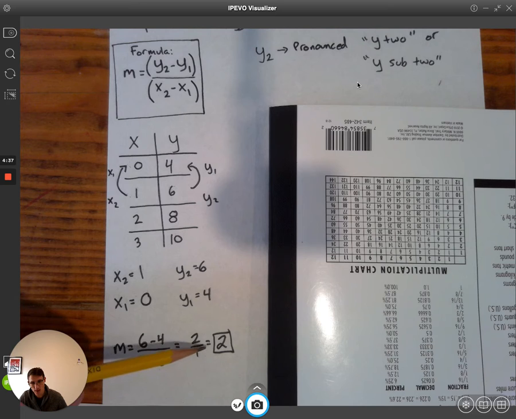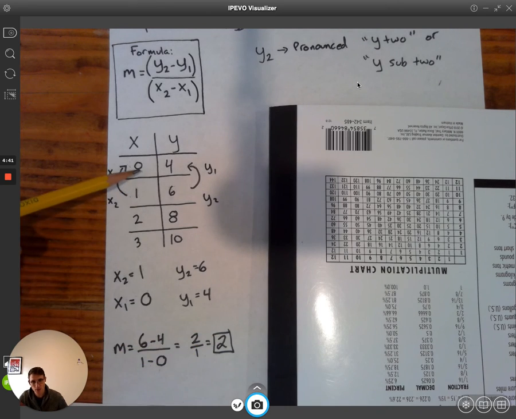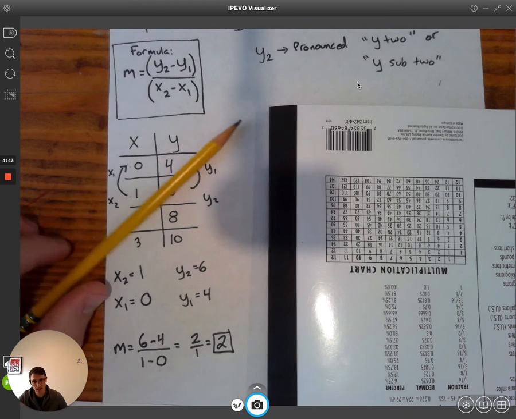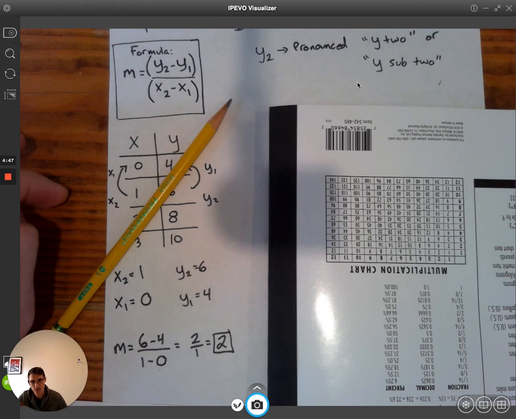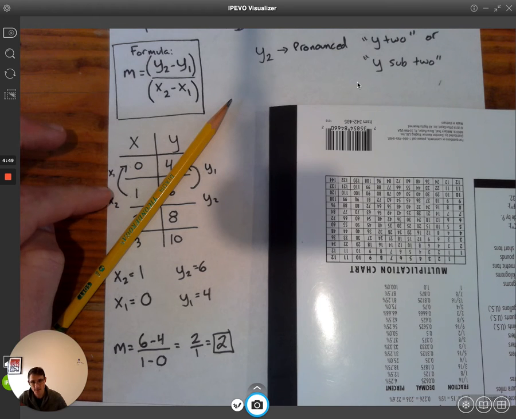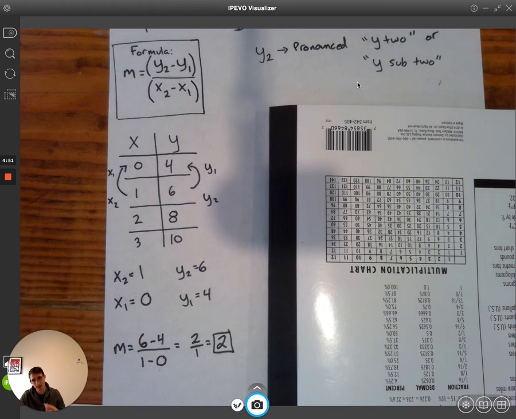2 over 1 equals positive 2. So if I were to plot these points and graph that line, the slope of that line would be 2. Rise 2, run 1. Okay? And that's it. When you look at a data table, that's it.